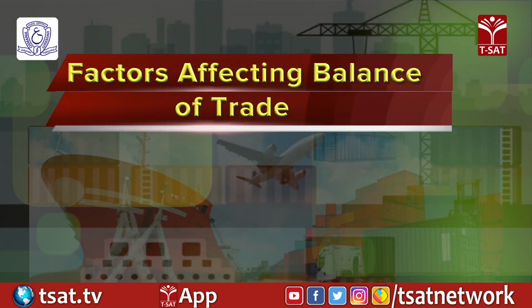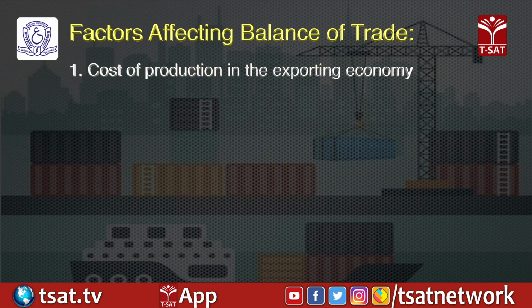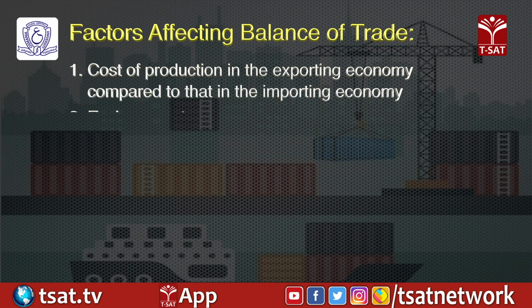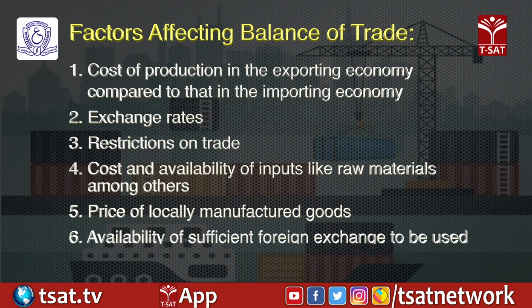There are several factors that can have an impact on the balance of trade and should be looked at very keenly when measuring it. First, the cost of production in the exporting economy compared to that in the importing economy. Exchange rates is the second issue. The third factor is restrictions on trade. The fourth factor is the cost and availability of inputs like raw materials, among others. The fifth is the price of locally manufactured goods. The sixth factor is the availability of sufficient foreign exchange to be used for payment for imports.